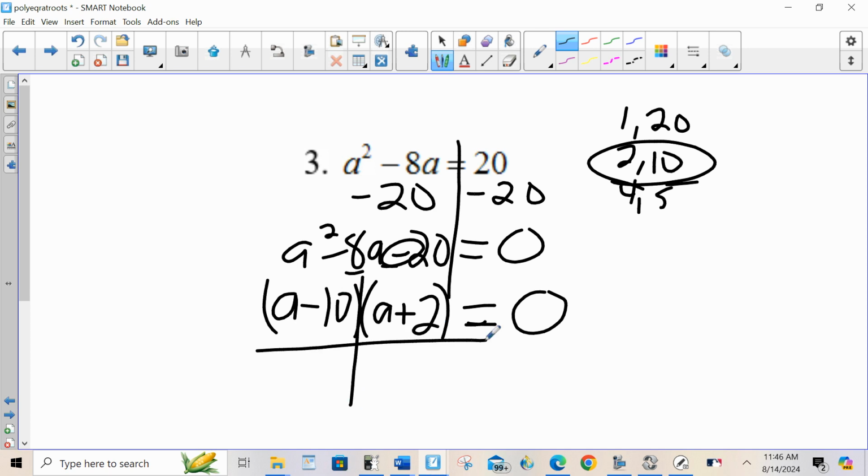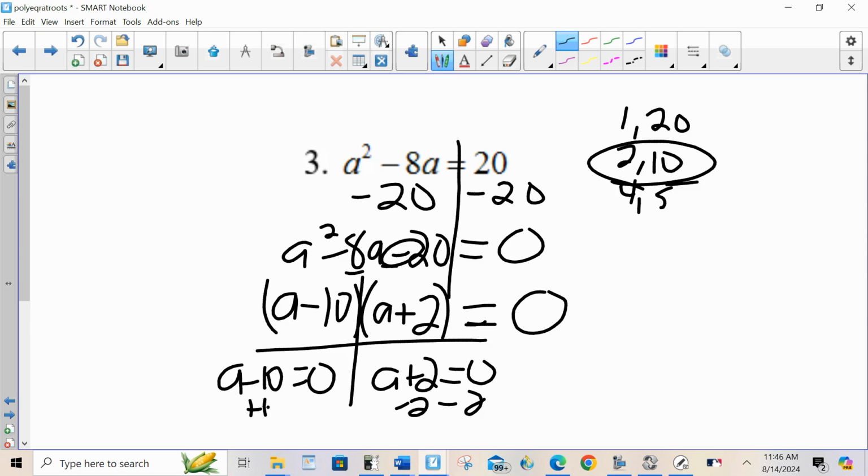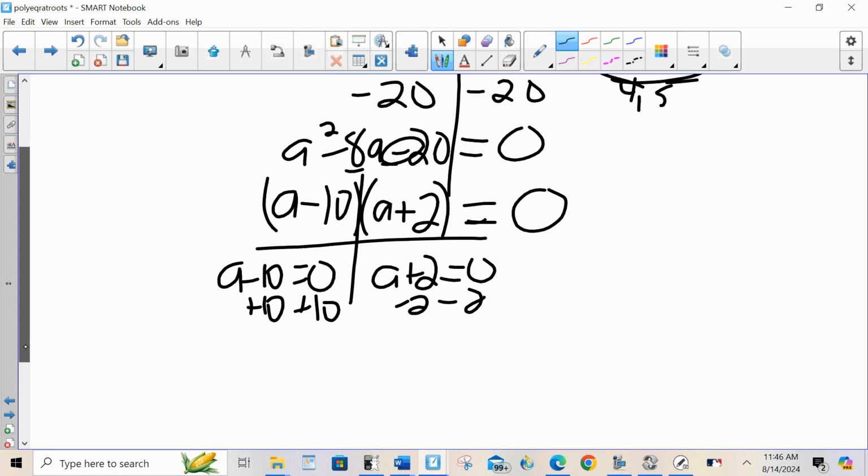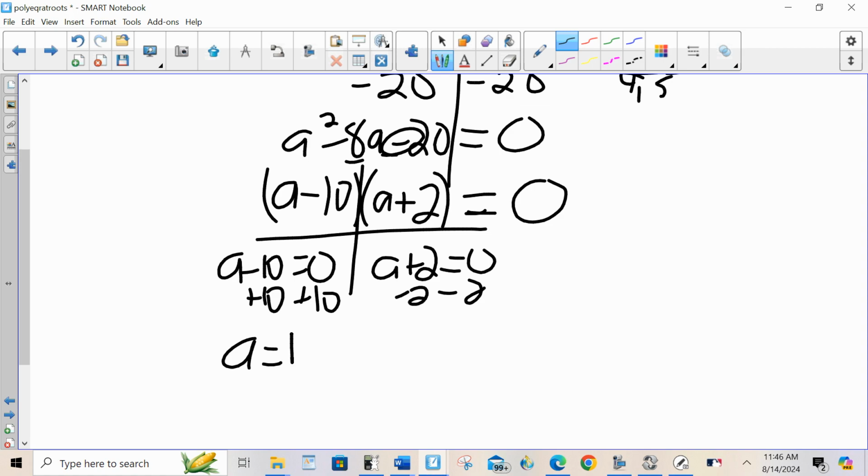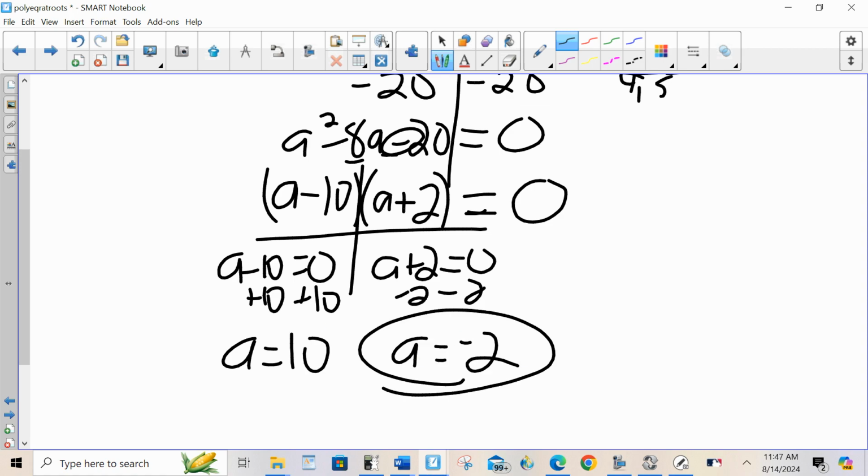And now your final step is to set each factor equal to 0. I set a minus 10 equal to 0. I set a plus 2 equal to 0. I solve each of them. I get a is 10. I get a is negative 2.